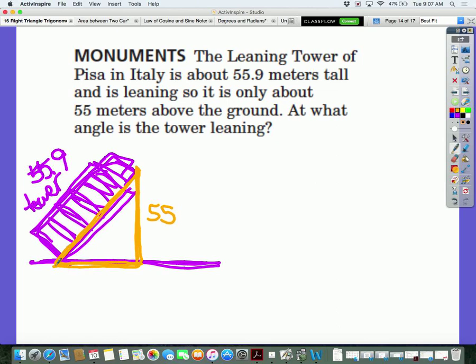Because you're going straight down from the top of the tower, that's going to be 55. They're not going to say leaning, slanted, roughly. Okay? Now, at what angle is the tower leaning?